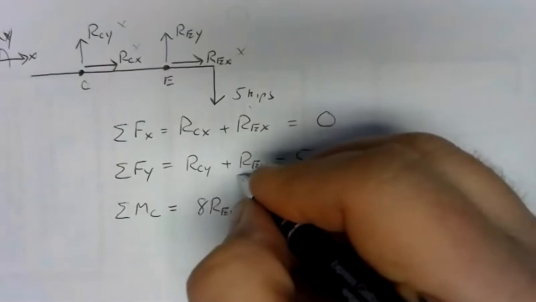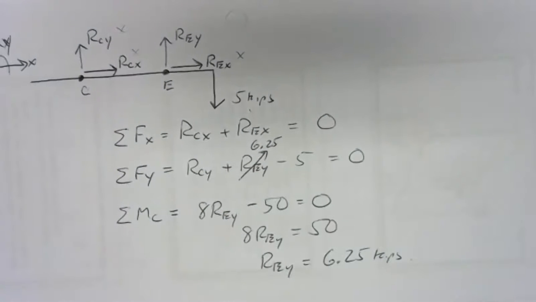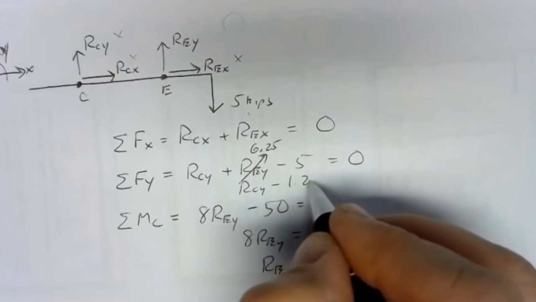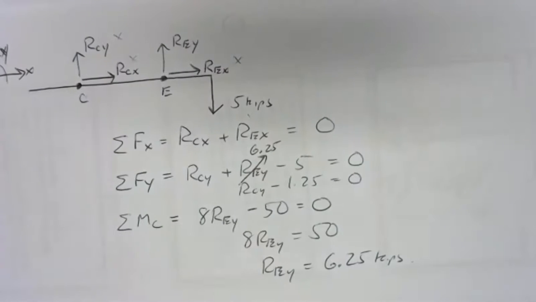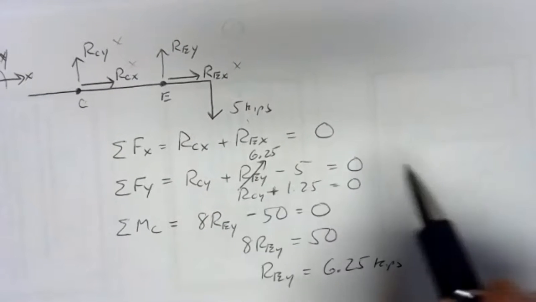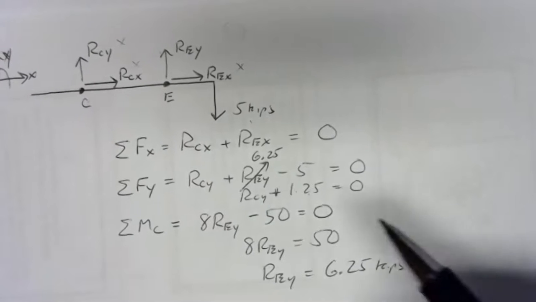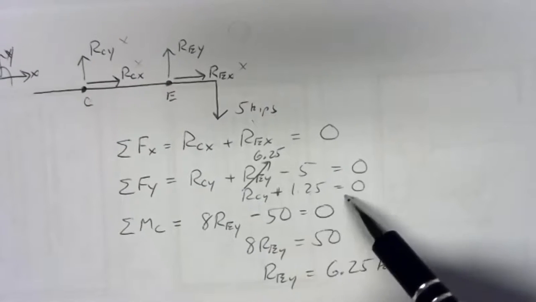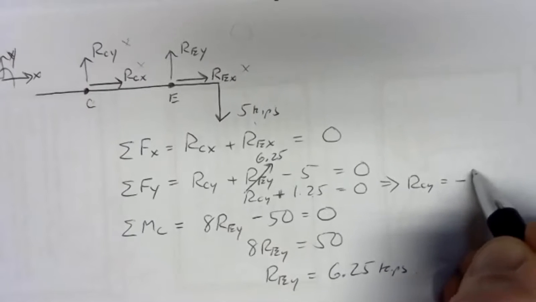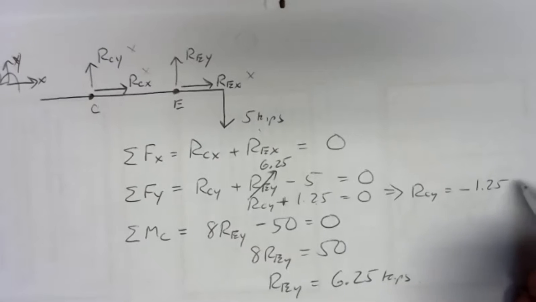Now that we know that, we can go up here and replace REY with 6.25. That'll make RCY minus 1.25 equal to 0. Sorry, plus, jumping ahead in my head here. 6.25 minus 5 is a positive 1.25. RCY plus 1.25 equals 0. Therefore, RCY must be a negative 1.25. And that's kips.